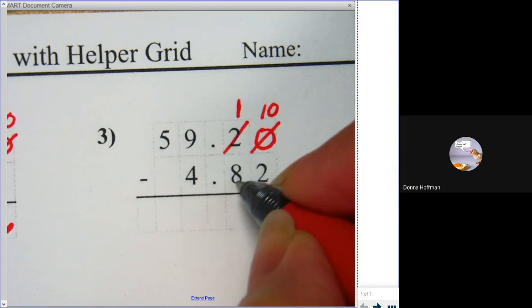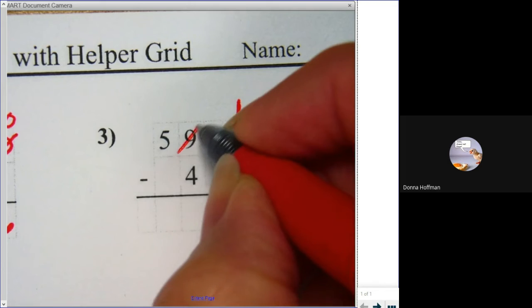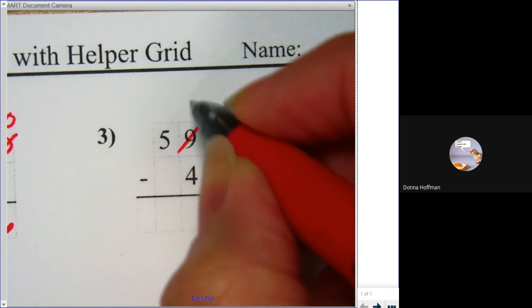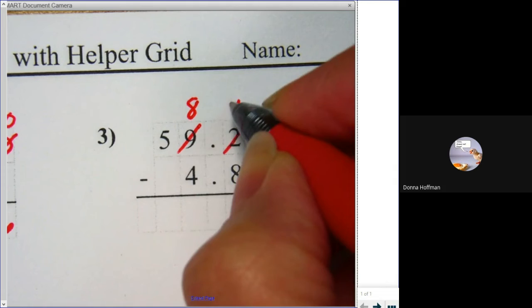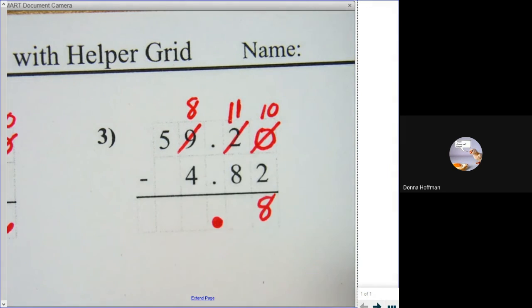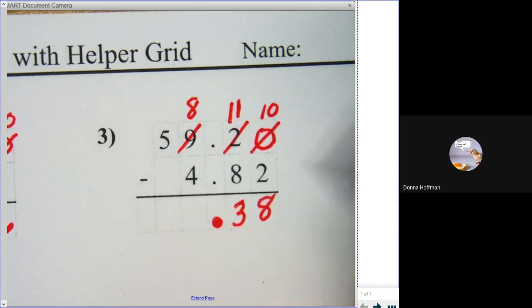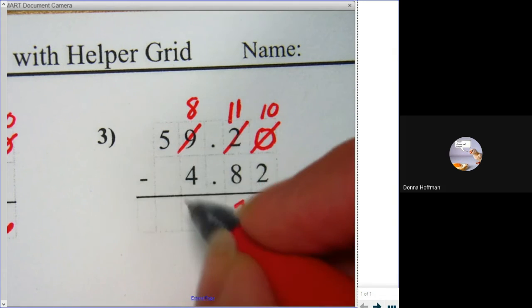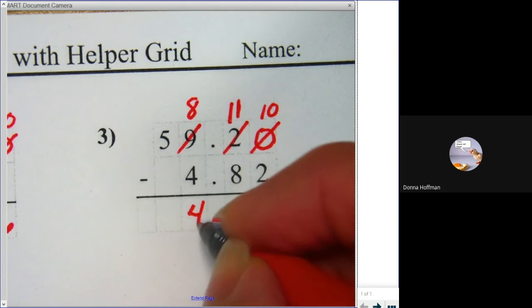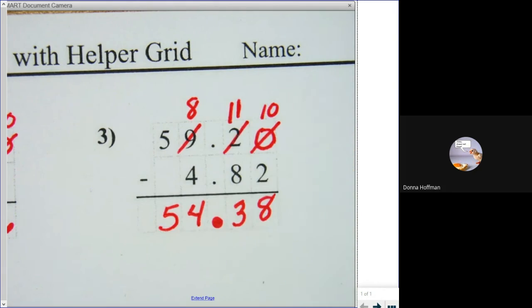1 subtract 8 cannot do. You can't give 8 of something away if you only have 1. I need to borrow from over here, the next column over. The 9 now is an 8, and that 1 becomes an 11. And I'm going to place my decimal right here so I don't forget. 11 minus 8 should be 3. 8 minus 4 should be 4. 5, subtract nothing, should be a 5. So it's 54 and 38 hundredths.